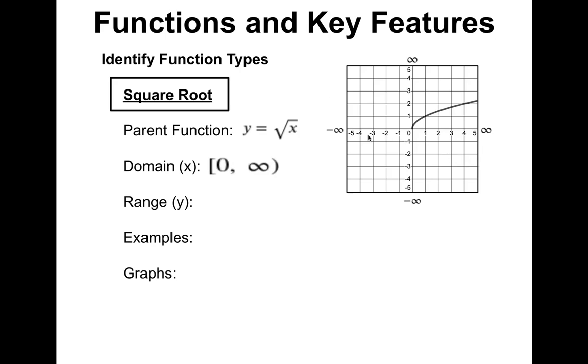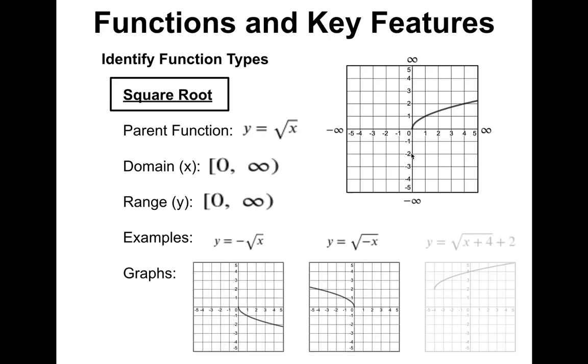The domain of this function is not all real numbers. Notice it actually starts here at 0. We do have a point, so we'll use a bracket, and then it goes off into infinity. Our range is also from 0 to infinity because, again, there is a point there. We have a bracket to include that 0 and then off to infinity for the y values.